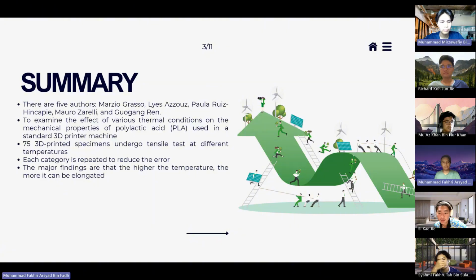Firstly, for the summary, the overall objective is to examine the effect of various thermal conditions on the mechanical properties of polylactic acid (PLA) used in a standard 3D printer machine. The method of this article is that a total of 75 printed specimens underwent tensile tests at different temperatures, and each category is repeated at least 5 times to reduce the error. The results that the research found is that the higher the temperature, the more it can be elongated.